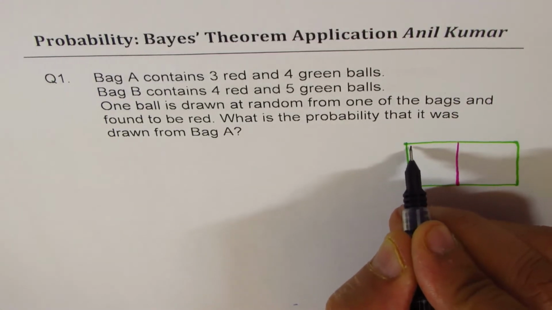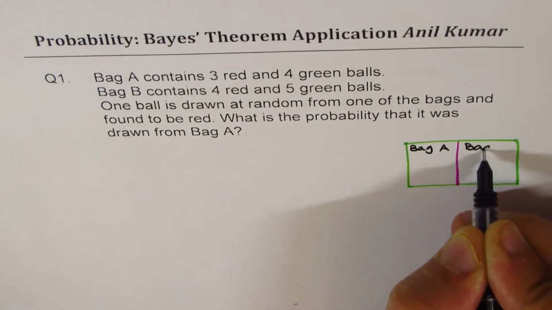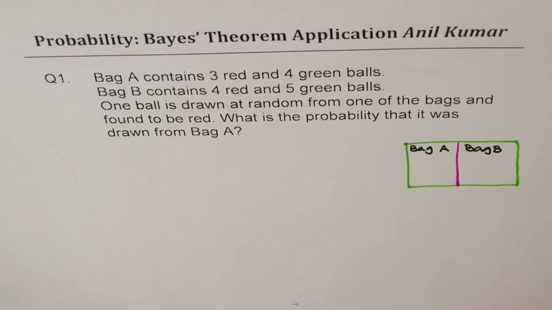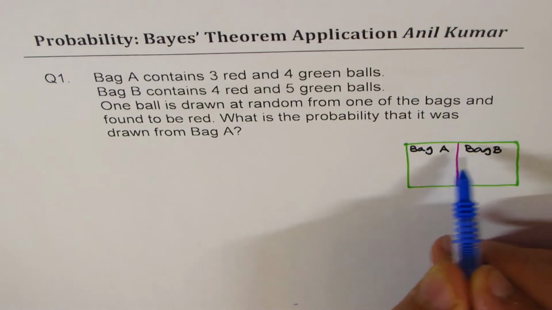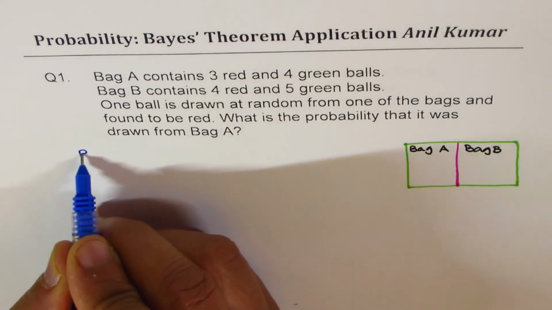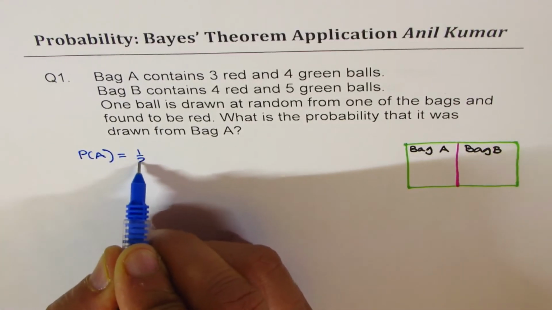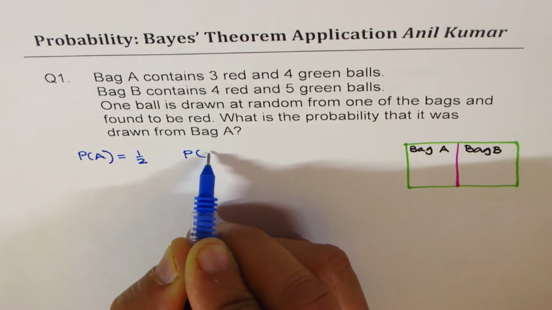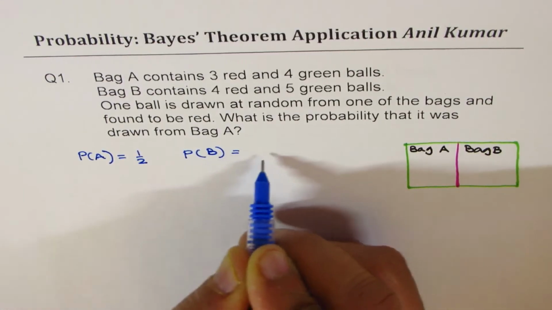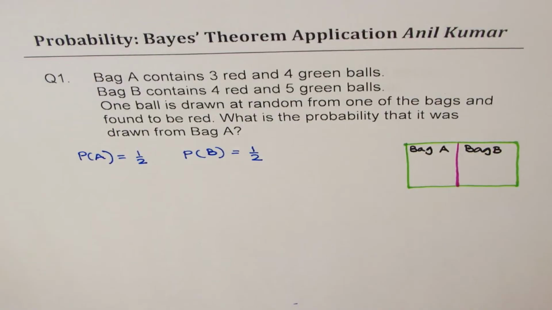So this is our bag A, that is the bag B. In the first operation, selecting a bag, you could select either one of these bags. So we can say the probability of selecting bag A is half, and the probability of selecting bag B is also half, right? They are equally likely events.